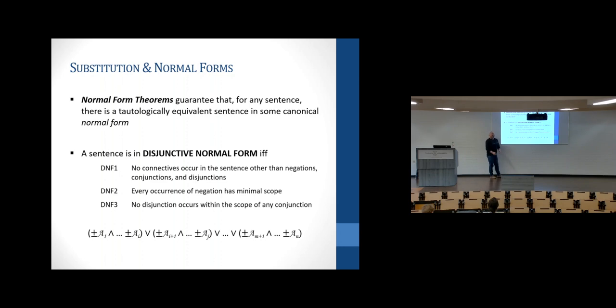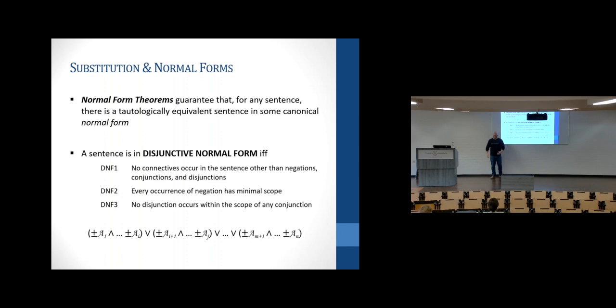Our first one, the one that's going to be helpful for us later on, is disjunctive normal form. Disjunctive normal form is a TFL sentence that satisfies these following three requirements. First, the only connectives in the sentences are negations, conjunctions, and disjunctions. And these are distributed in the sentence in a very particular way.